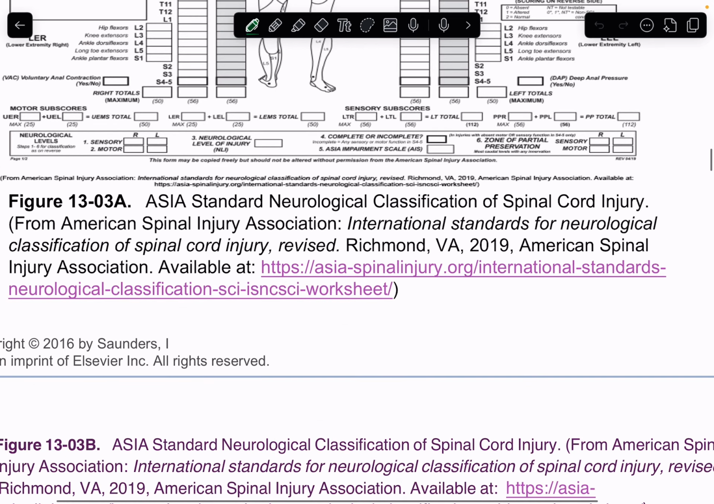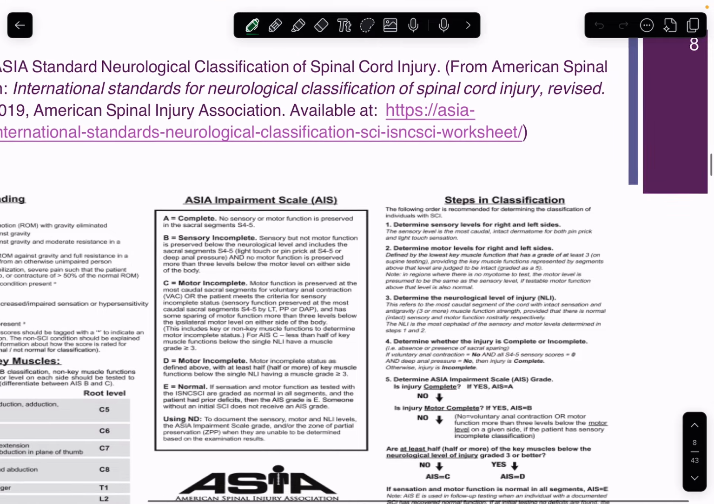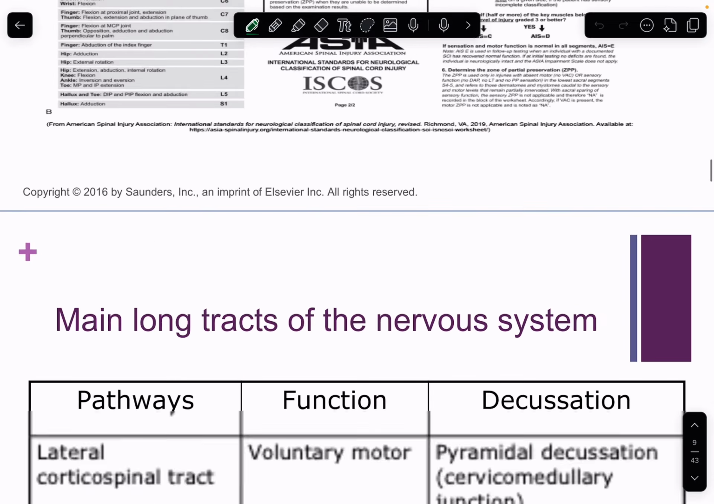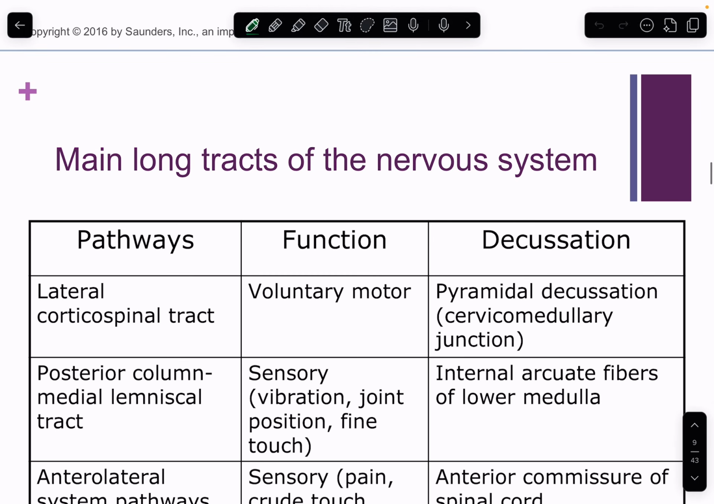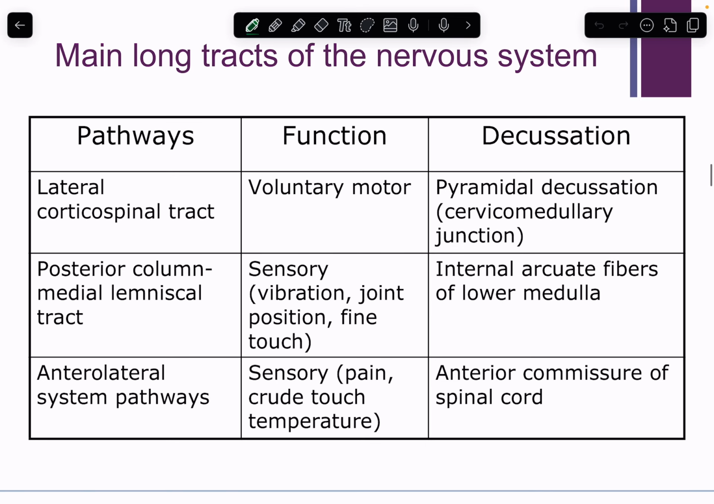Let's also discuss the main long tracts of the nervous system. We'll talk about the three major pathways, their functions and their decussation. So what is decussation first? It refers to the crossing of the nerve tracts from one side of the central nervous system to the opposite side.